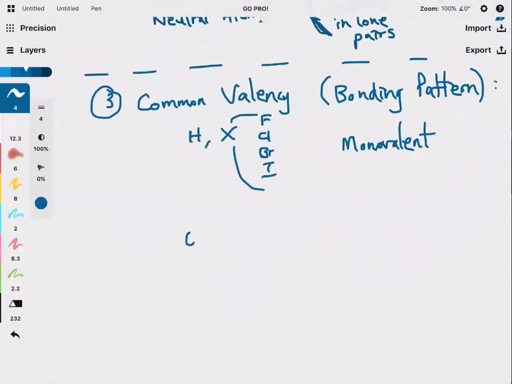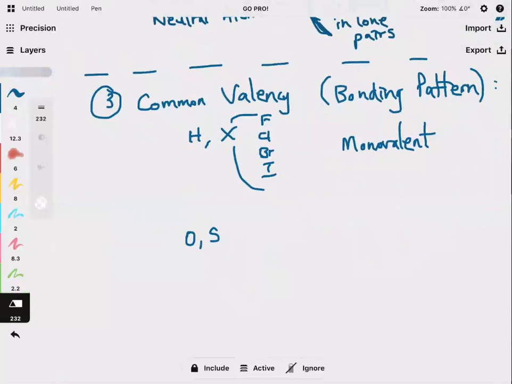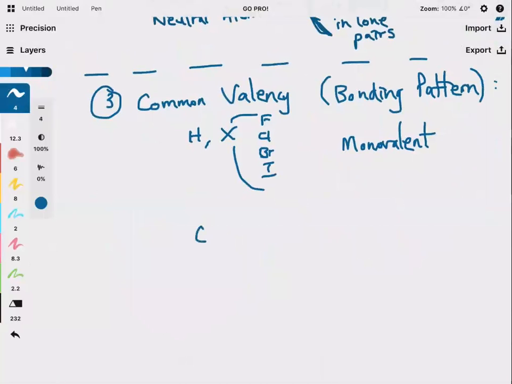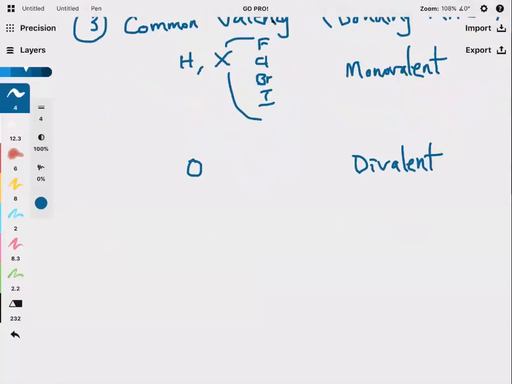If you have oxygen or silicon, and you know what? We're never going to have silicon, or I'm sorry, that's sulfur. So I'm just going to say oxygen. That's going to be divalent. So oxygens want to be bonded to two other atoms or to just one other atom in a double bond. If we have a nitrogen or a phosphorus, they like to be trivalent. And as you already know, carbons are tetravalent.